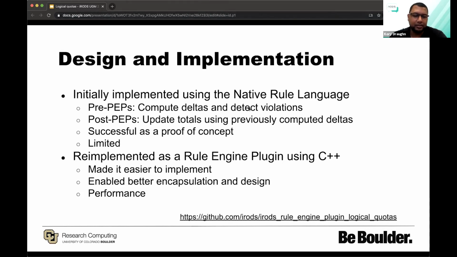And this was proof to us that we could actually do this in iRODS, but doing it in the native rule language had some limitations. For one, there's no real libraries other than the microservices. We can always write microservices, but that takes time, and we don't want to write things that are specific to things like logical quotas per se. So what we decided to go with was we would re-implement this using a rule engine plugin, using C++. And this has a lot of benefits in that, first of all, because we're using C++, we're really close to the hardware, and C++ exposes us to the ability to write more optimized code that can run better.